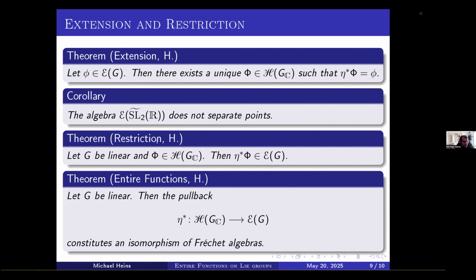Okay, putting everything together, and then I can wrap up, I can kind of do the round trip. So I can first extend, then restrict back, or vice versa, and I can also look at the topologies. And the upshot is, this closes nicely, this works very well. So again, under this linearity assumption, I get that this pullback, so precomposition with eta, is an isomorphism, so a bijection, which is compatible with pointwise products and addition of the Frechet algebras here.